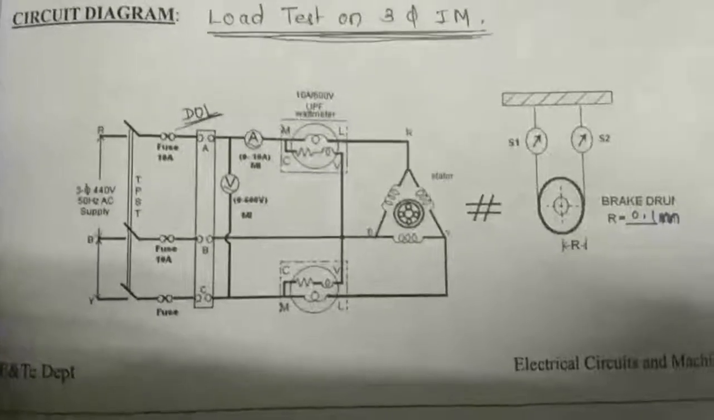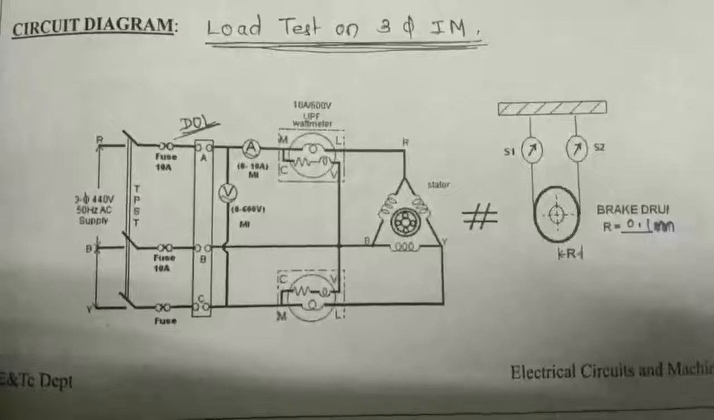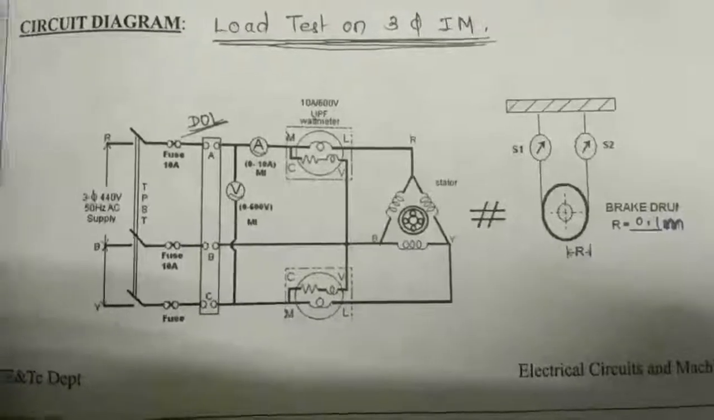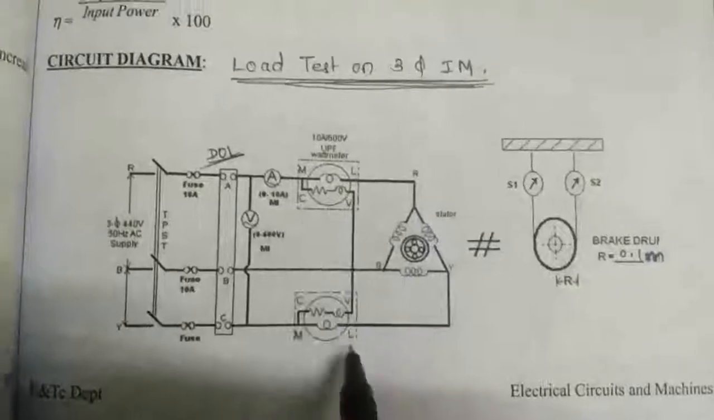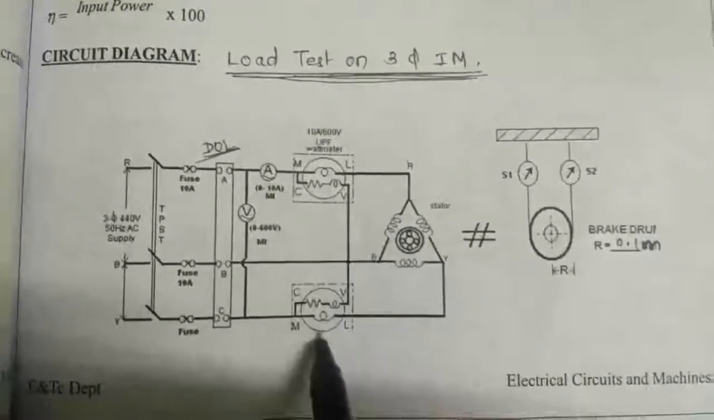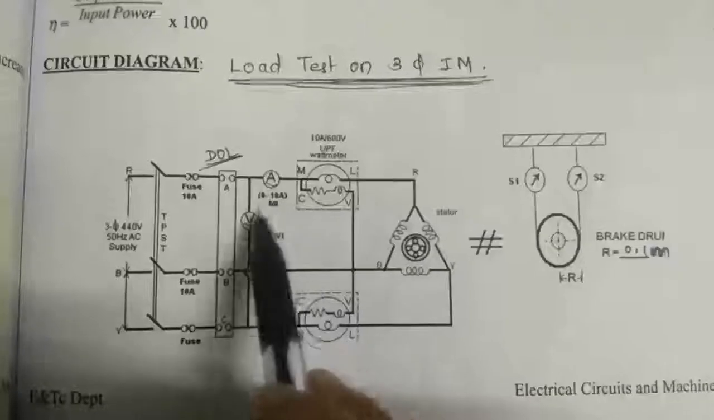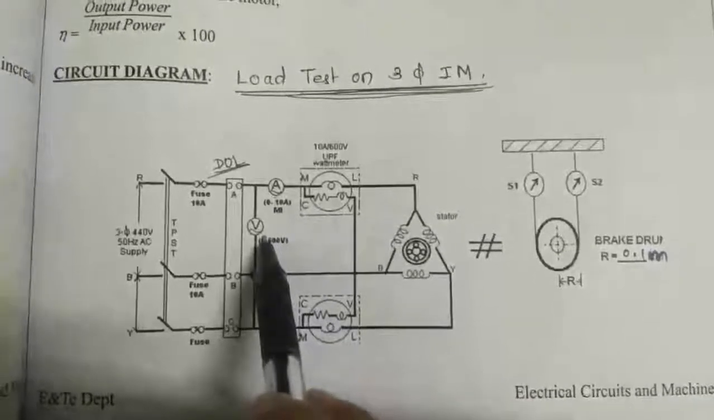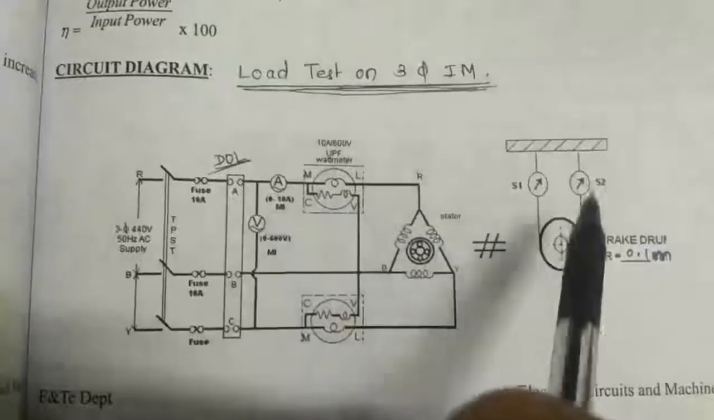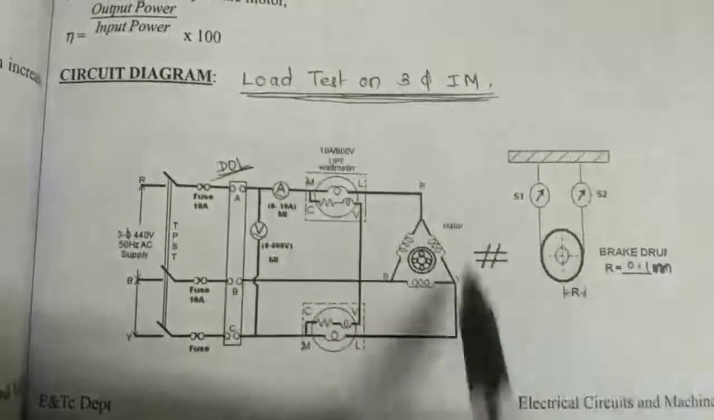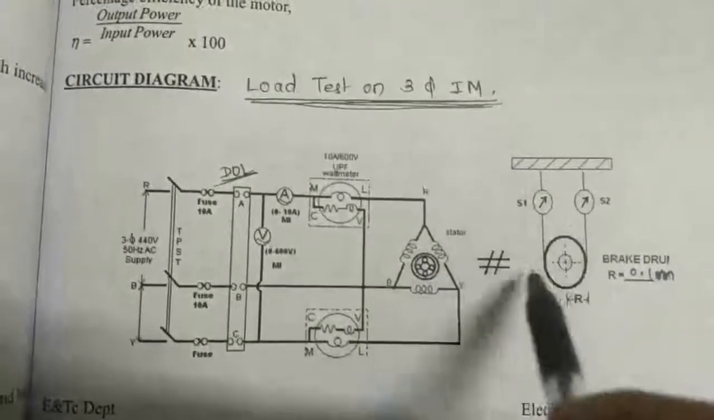So here the observation table, if you see, it will get divided into two parts. Wattmeter readings, these are the two wattmeters we have connected. It is related with the measurement of power, and the ammeter will measure the current, and the voltmeter will give you the voltage reading. Okay, and this is nothing but the arrangement for the load.